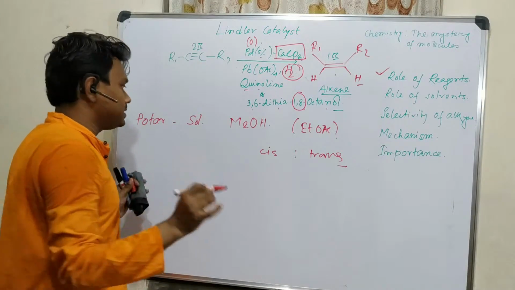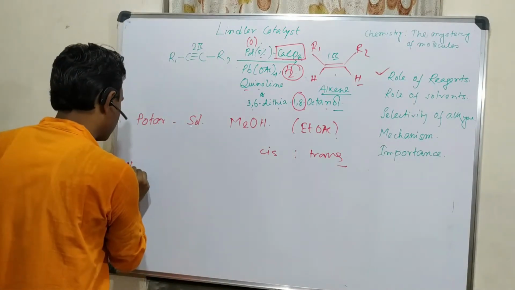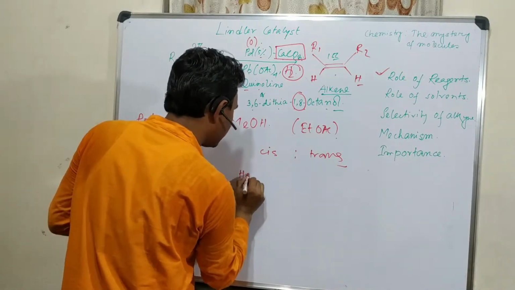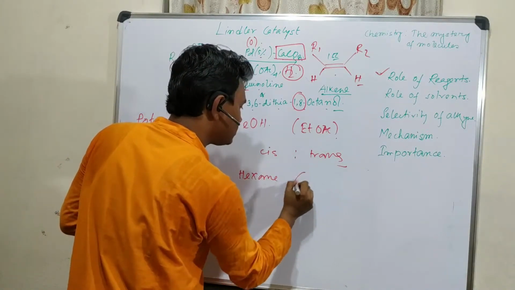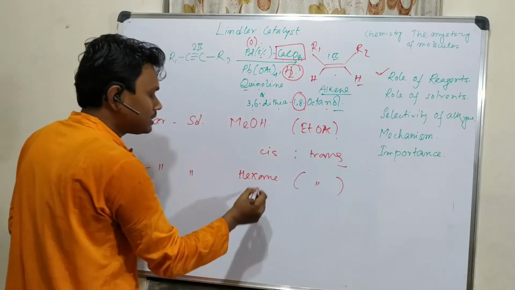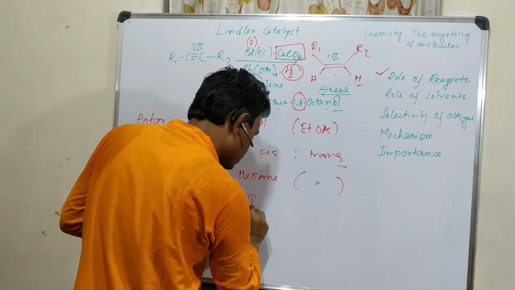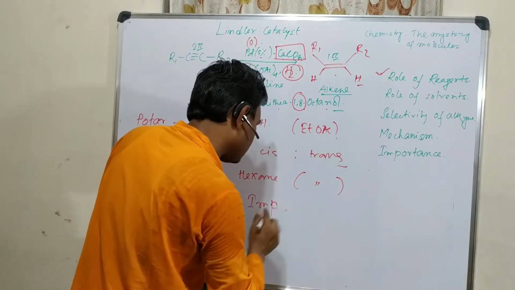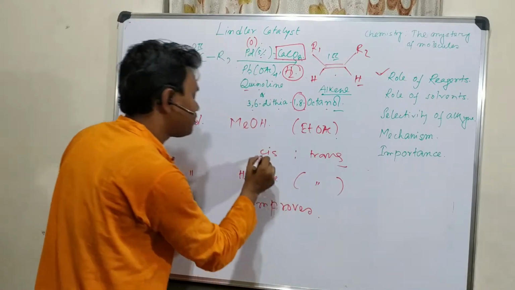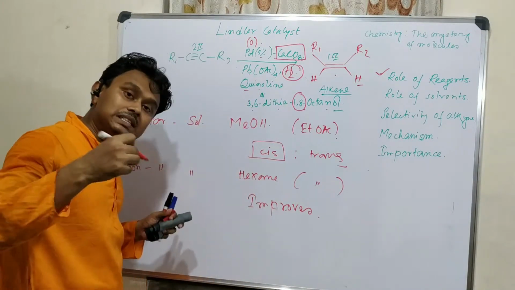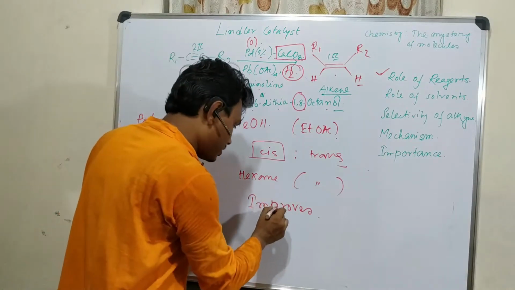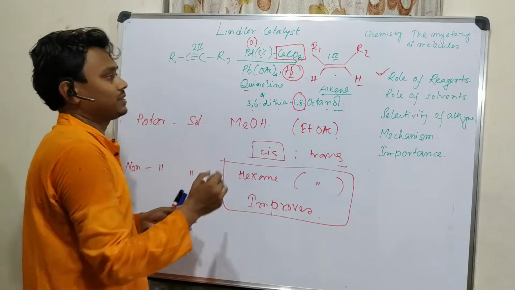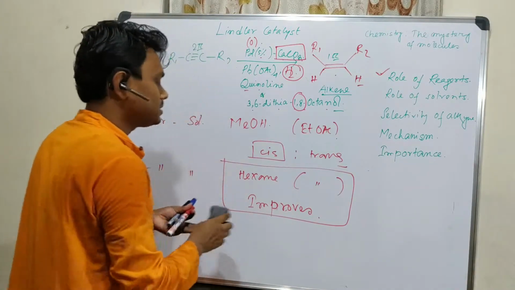You can understand, it will be easy. But if a non-polar solvent is taken, for example hexane with ethyl acetate, then this ratio improves. Improves means the amount of cis product increases. Actually, what did we want? We wanted this cis product. That's why this is the choice of solvent. So this is the role of the solvent.